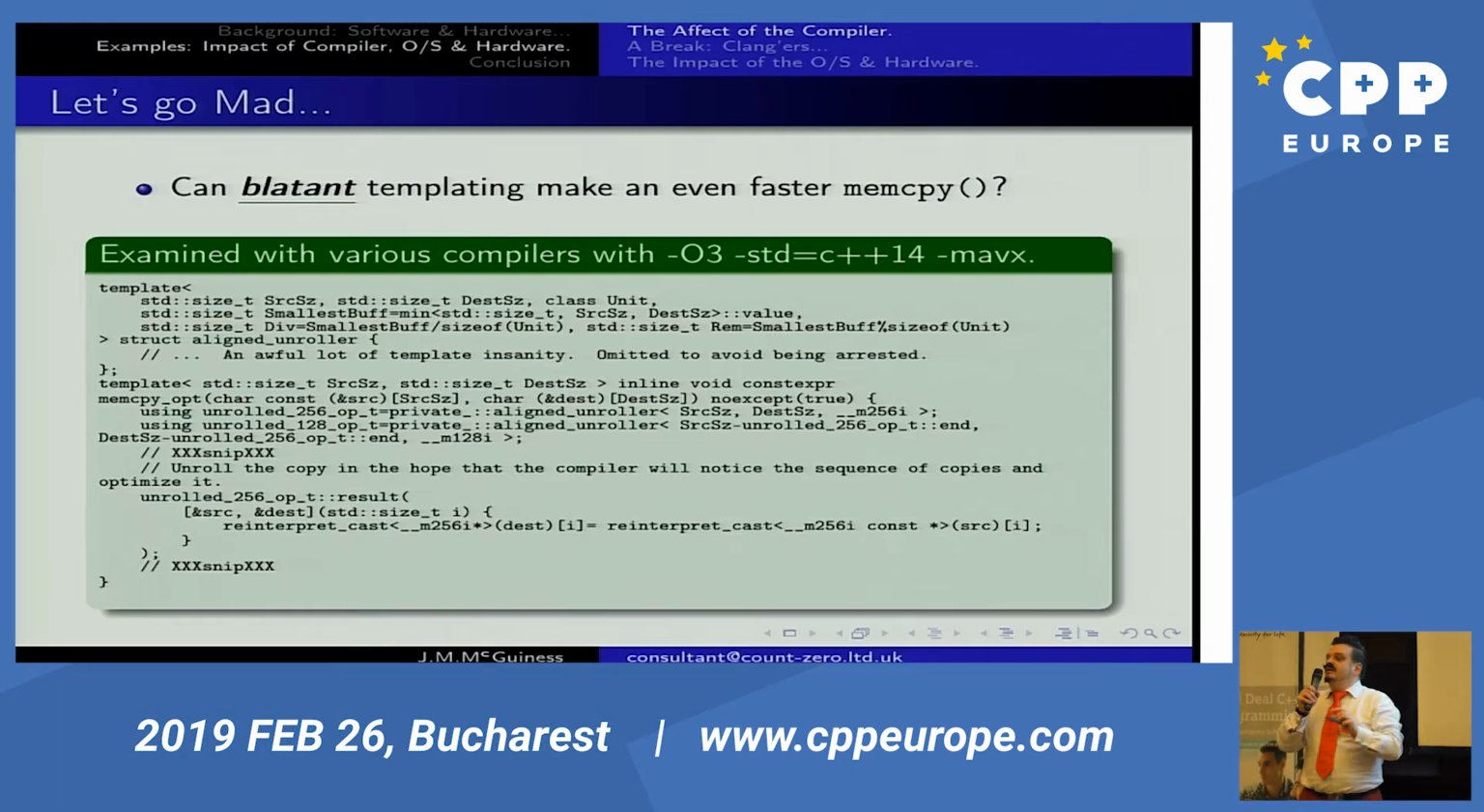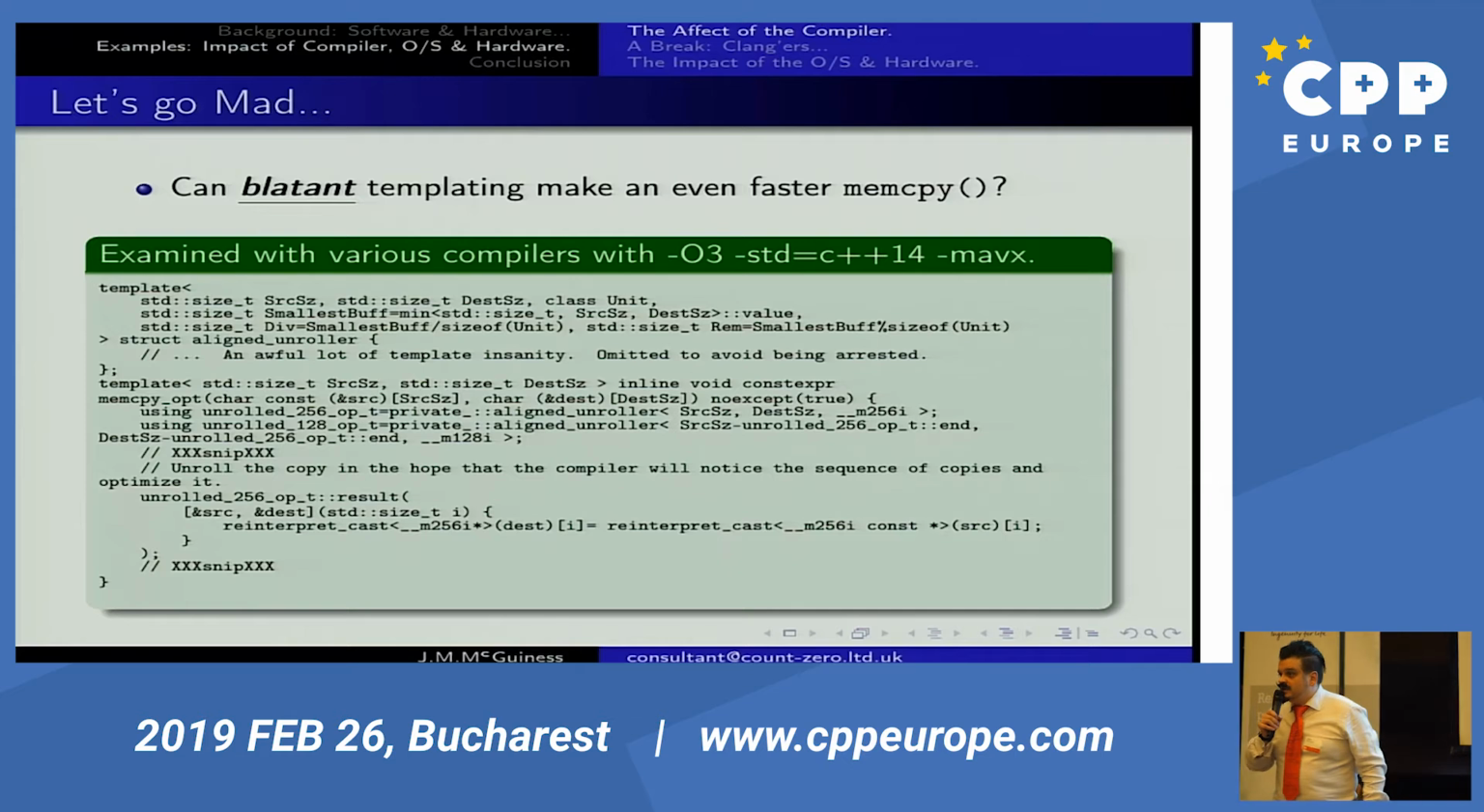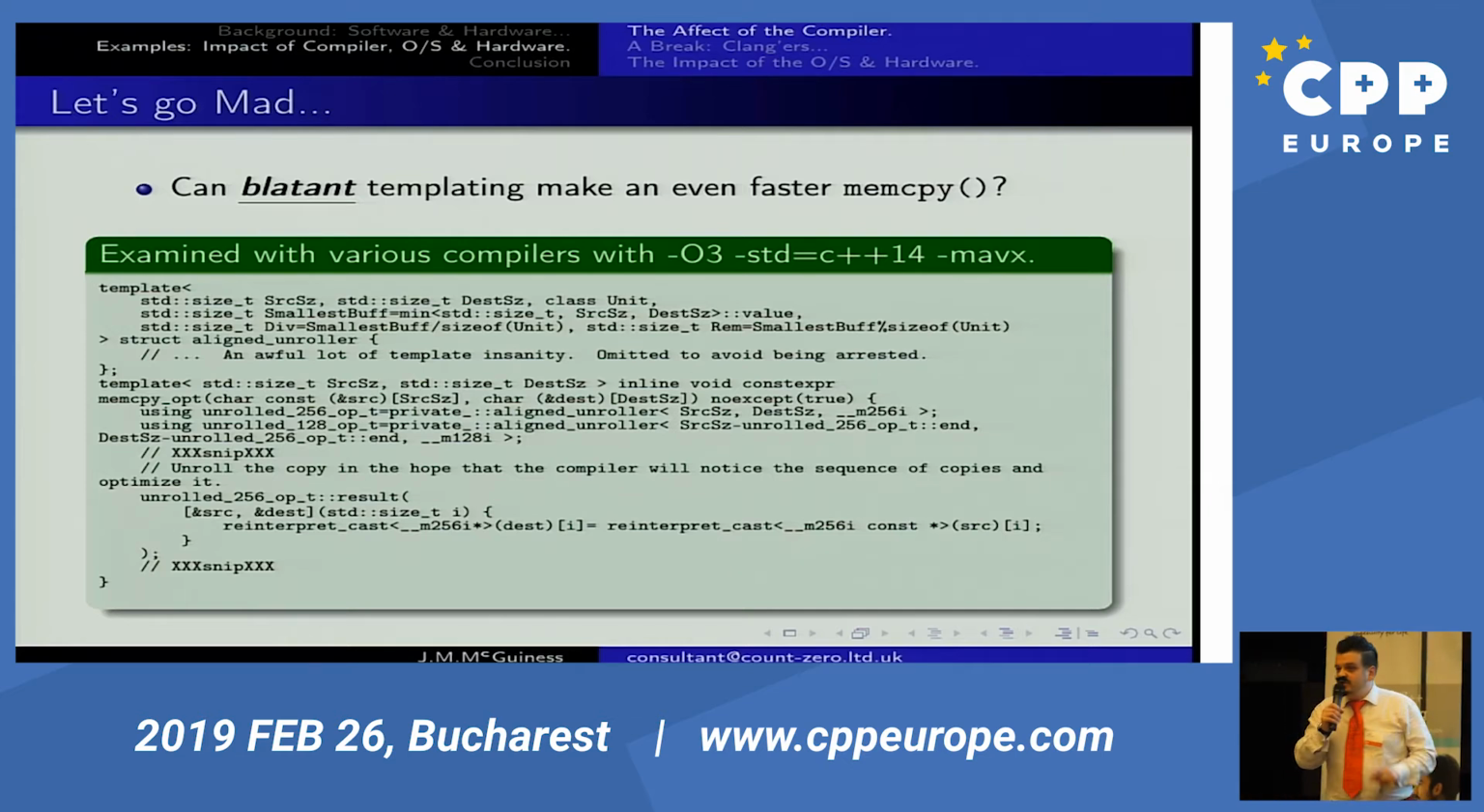Angle brackets, let nobody tell you otherwise. Angle brackets are good. It's a good drug. Just do it in private.